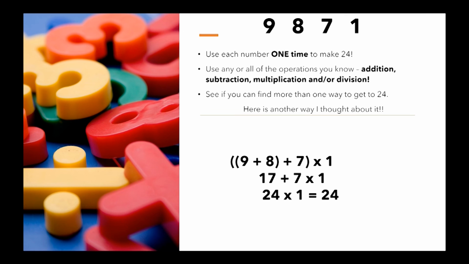I also thought about it this way. 9 plus 8 plus 7 times 1. This is showing the associative property. It doesn't matter the order of the numbers I'm adding. They still add up to 24.